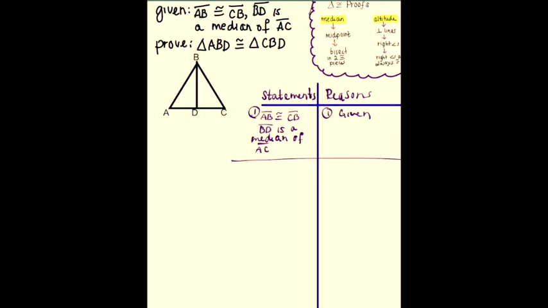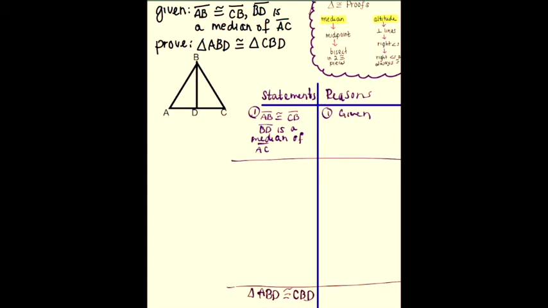So again, for my 8 easy steps to write a proof, I read the question, I'm studying the diagram as we speak. I created a statements and reasons chart. I copied on my given word for word. So all that's left for me to do is skip some space and copy down what it is that I'm trying to prove. So triangle ABD is congruent to triangle CBD. Again, I don't know why these triangles are congruent, but I'm not going to worry about that yet.